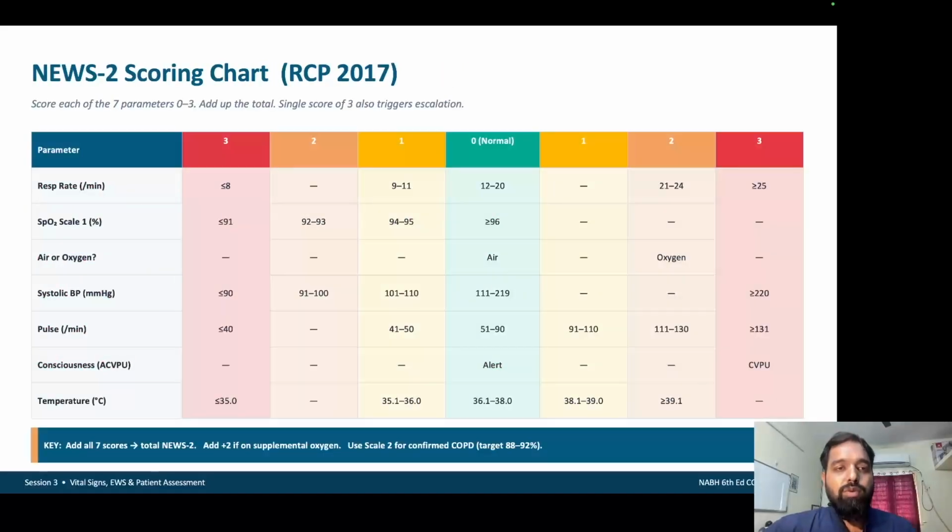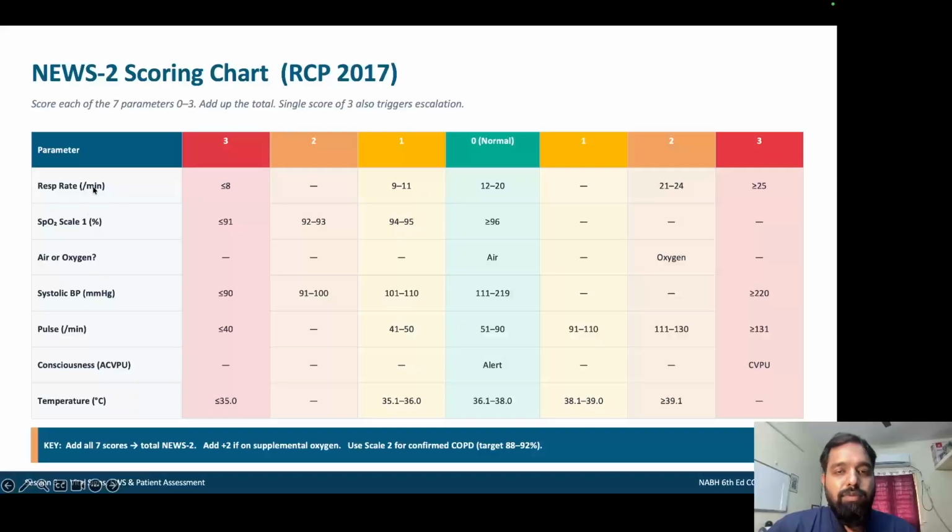Regarding the NEWS 2 scoring chart, we are looking at a tabular format here. It shows all the parameters to be considered to calculate the NEWS 2 score, and each parameter has a range from 0 to 3. Zero is normal; as the number increases, the severity increases. Respiratory rate, SpO2, air or oxygen, systolic BP, pulse, conscious level and temperature have a normal value of 0. Once a parameter deviates and the severity increases, the score goes up.